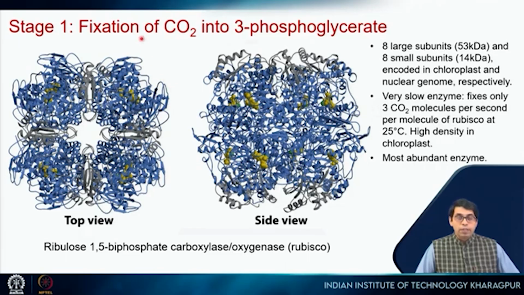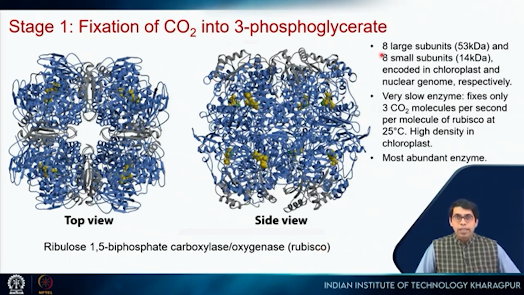So let's look at stage 1, which is fixation of carbon dioxide into 3-phosphoglycerate. This reaction is carried out by this particular enzyme called ribulose 1,5-bisphosphate, which is one of the substrates, and it is carboxylated. So ribulose 1,5-bisphosphate carboxylase. However, we will see in a few slides that this enzyme also performs another reaction which is called oxygenase, right? So instead of fixing carbon dioxide, it will fix oxygen. So that is why there is a slash here. So to ribulose 1,5-bisphosphate, either a carbon dioxide is added or an oxygen molecule is added. So that is why carboxylase/oxygenase. And this long name of the enzyme is shortened as Rubisco, right? So this enzyme is also called Rubisco.